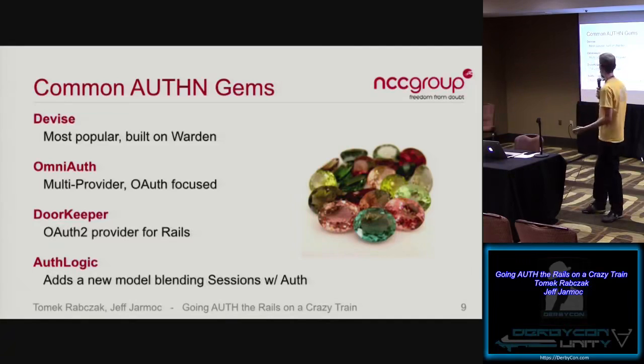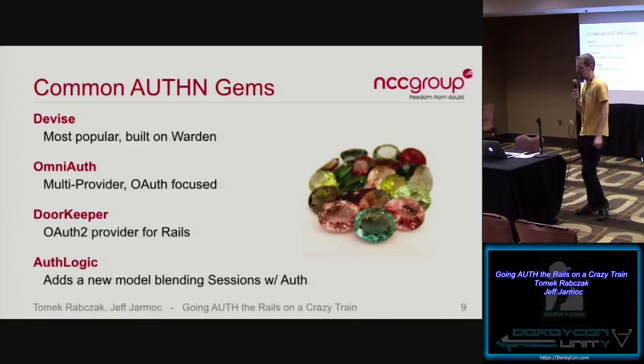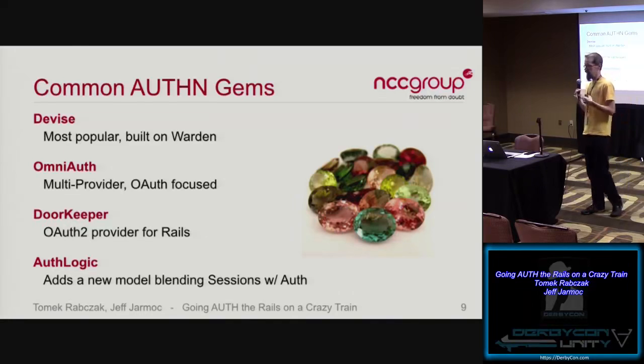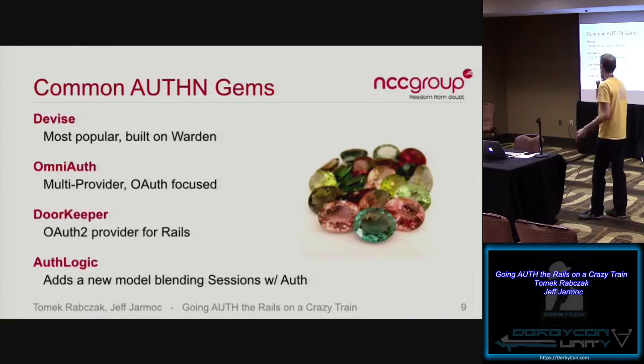Doorkeeper, the third one there, is a little bit different because that's an OAuth provider. So instead of allowing users to authenticate with Facebook or Google, it allows you to become the provider, and other applications can consume that. AuthLogic is one of the other popular gems. It's not nearly as common, and it's a little bit different in its model, in that it blends sessions with authentication rather than implementing it as part of the user model. So it's a little bit unusual, and I don't see it quite as often as Devise, but it's worth noting. There are obviously any number of other gems, but these are the really popular, common ones that we see a lot.